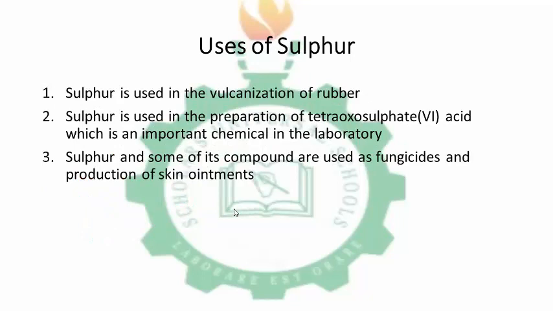Now to the uses of sulphur. Sulphur is used in the vulcanization of rubber. You'll talk about vulcanization of rubber when we are discussing organic chemistry. Now sulphur is also used in the preparation of tetraoxosulphate(VI) acid, which is an important chemical in the laboratory. You know, we use tetraoxosulphate(VI) acid as a drying agent and also as a dehydrating agent. Also, sulphur and some of its compounds are used as fungicides and in the production of skin ointment.